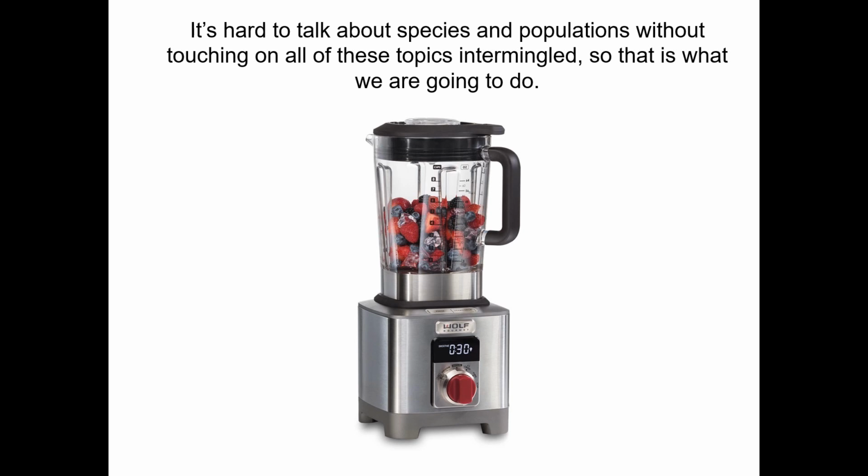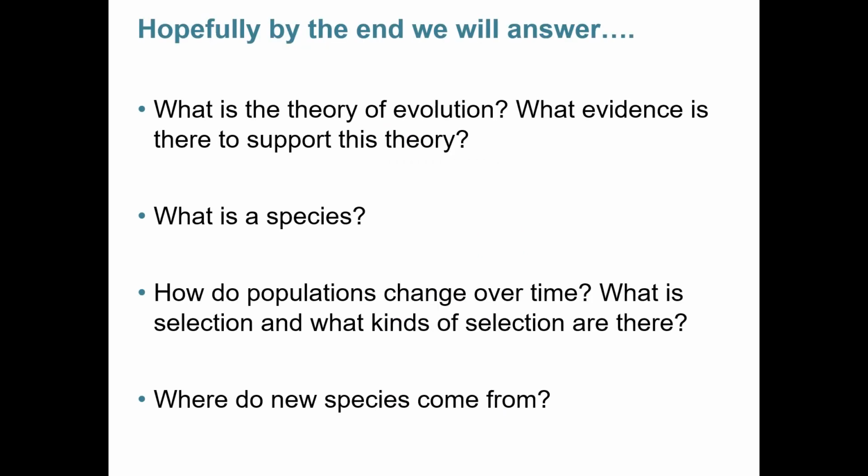So instead, what we're going to do is think about it in 4 different major questions. What is the theory of evolution and what evidence is there to support it? What is a species? How do populations change over time? What is selection and what kinds of selection are there? And where do new species come from?